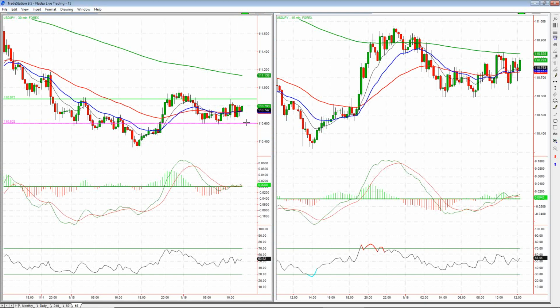Now, if it doesn't retest this level again, and if it breaks this level right here to go higher again, then that would invalidate the setup on the flat level that we're looking at.